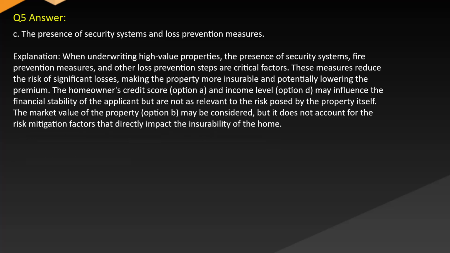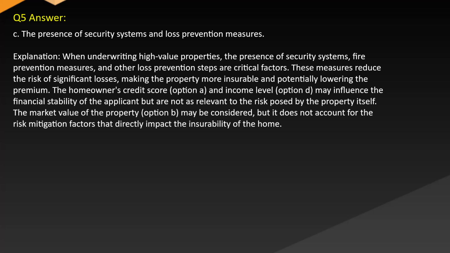Answer: C. The presence of security systems and loss prevention measures. Explanation: when underwriting high-value properties, the presence of security systems, fire prevention measures, and other loss prevention steps are critical factors. These measures reduce the risk of significant losses, making the property more insurable and potentially lowering the premium.